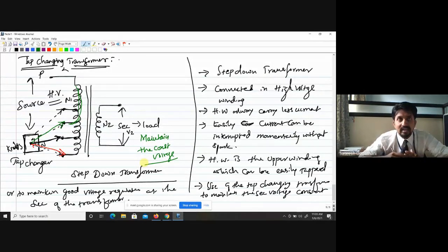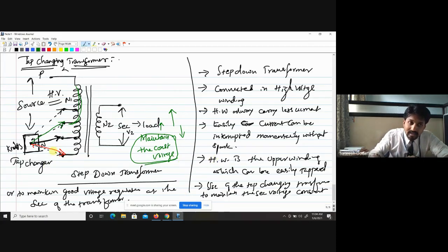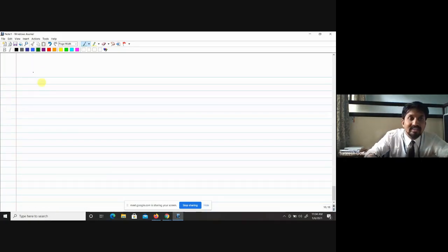So whenever the load decreases, the voltage available at the secondary side increases. Whenever the load increases, the voltage at this side may decrease. But what is required here? Constant voltage is required. Then how to maintain this constant voltage? By connecting the tap changer at the primary or high voltage side of this particular transformer, we can maintain the constant voltage. How? You can see with the help of this transformation ratio example.